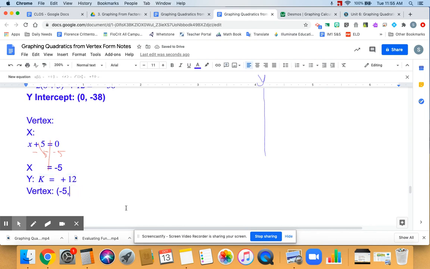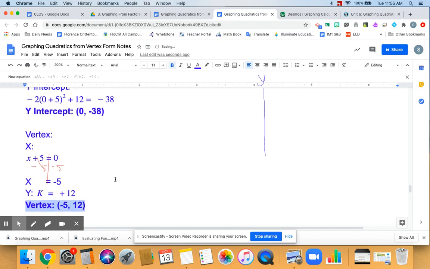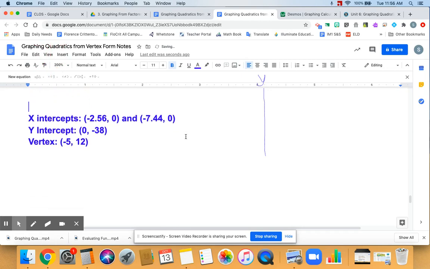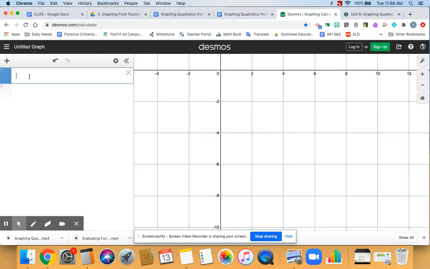And so it's just going to be positive 12. And those are my 4 key features. So I grabbed the 4 key features right here from the work we did. And we're going to make a graph now. This graph is going to look way prettier on Desmos because it's all decimally.